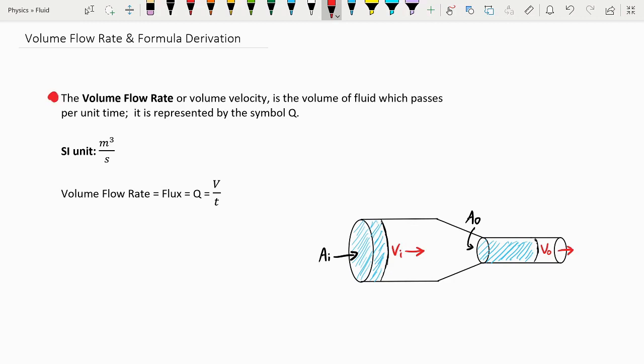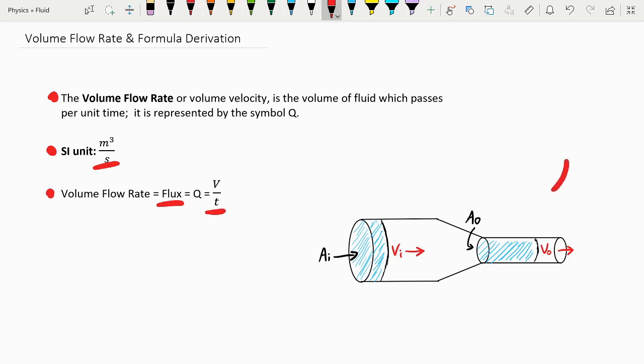So, the volume flow rate, or the volume velocity, is the volume of the fluid which passes per unit time. It is represented by the symbol Q. The SI unit is meters cubed per second, and the volume flow rate can also be called flux, and its formula is volume over time.